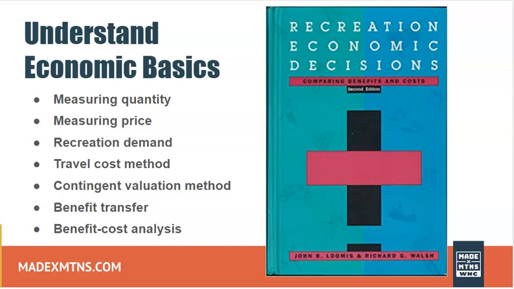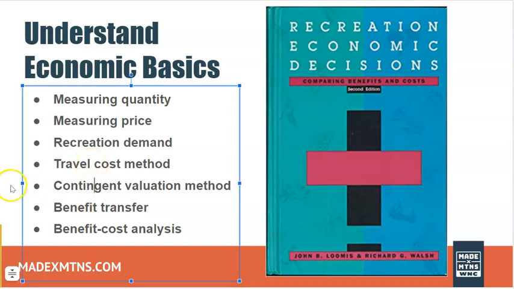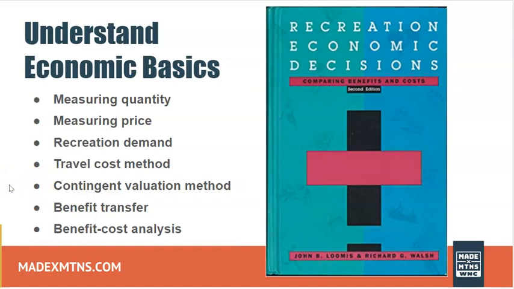So we're going to go through 7 topics: measuring the quantity of recreation, measuring the price of recreation, recreation demand, and how to measure that with the travel cost method and with the contingent valuation method. And then an alternative approach is known as benefit transfer. And then we'll talk about how to estimate economic values with those methods, and then plugging those into benefit cost analysis.